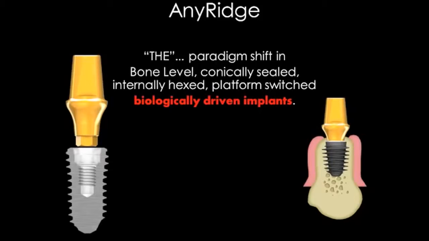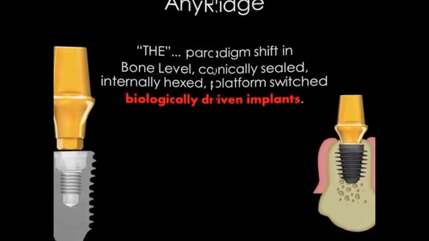So the AnyRidge is truly a paradigm shift, as our cores are now very consistent, but what's changing is the thread pattern itself. The thread patterns get wider. So this is truly a biologically driven implant. It's a bone level implant, conically sealed, 5-degree Morse taper. It's internally hexed, as well as platform switched.